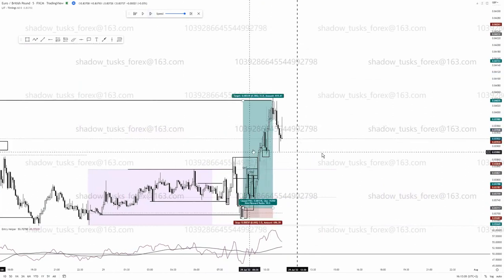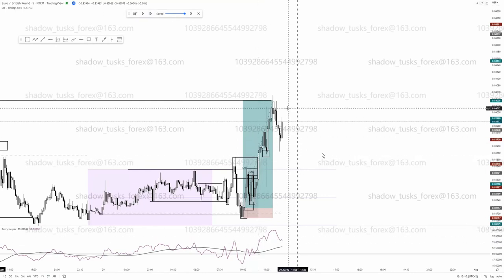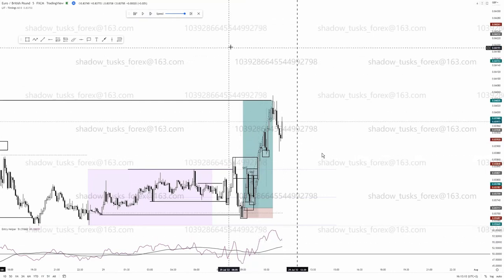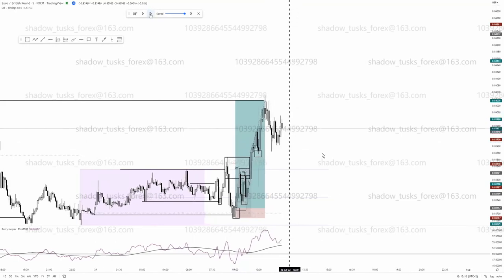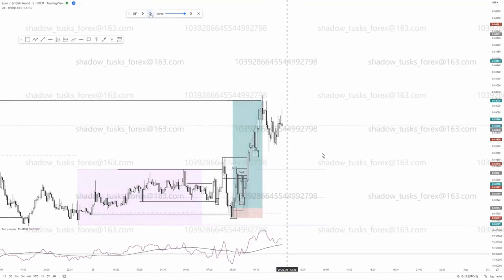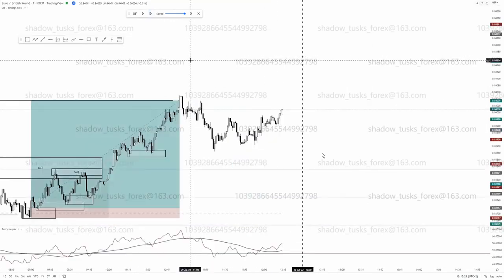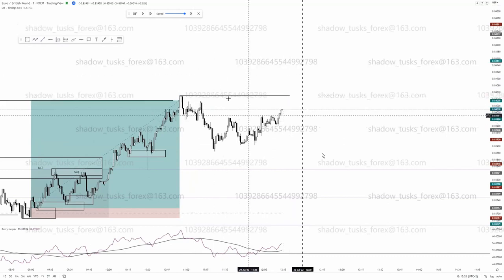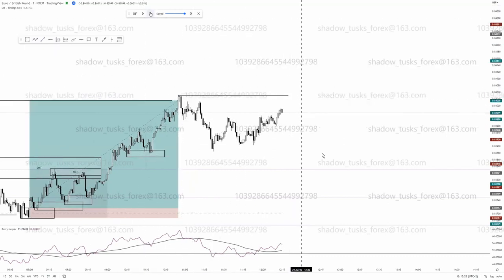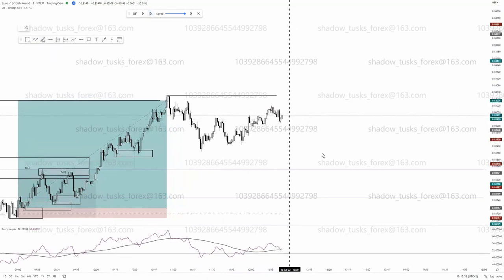We're getting another potential EDM, but at this point I'd still just be looking to sit on my hands, because what I'd want to see is, there we go. This is what I want to see. Why is it looking like that? This is what I want to see. Liquidity, false reactions, giving people the illusion it holds. Lovely, look at that.